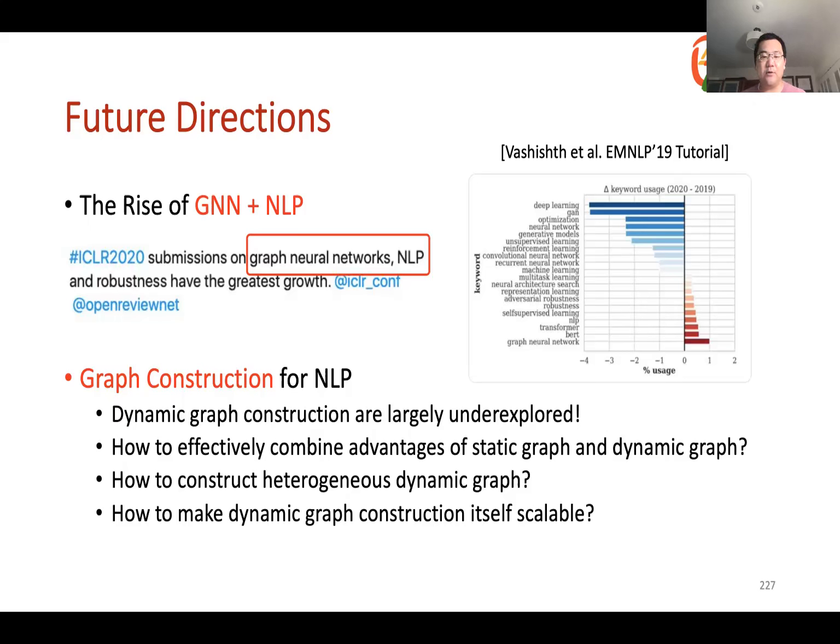We also want to point out that dynamic graph construction itself is expensive. As discussed in the previous part, dynamic graph construction often involves pairwise similarity computation between graph nodes. That means it has quadratic complexity in terms of the number of nodes. So how to scale up this part of the computation is also a very important topic.